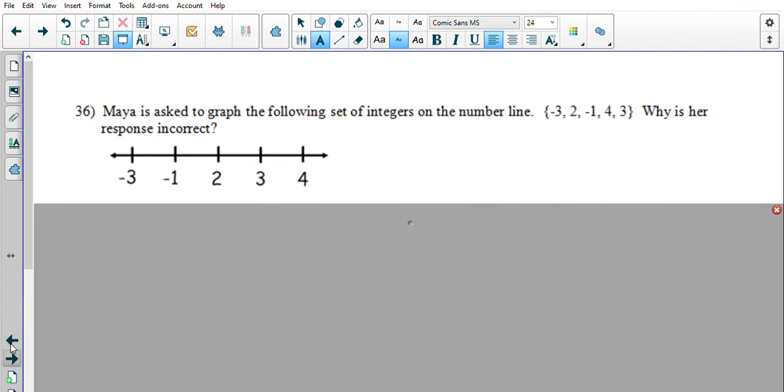So number 36, Maya is asked to graph the following set of integers on the number lines. Take a look at that set of numbers. Why is her response, which is shown below, incorrect? Pause the video, think about it, and jot something down. So I went really thorough with my explanation here.